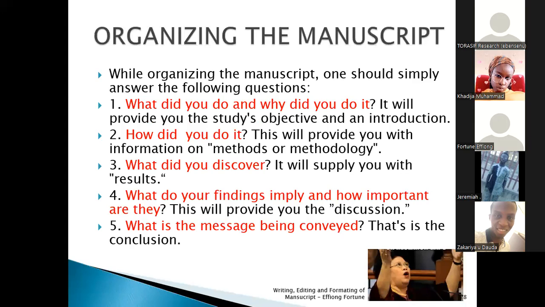Now, how did you do it? Your method. If I want to replicate your study, where will I see the information to do that? I will not see it in the introduction. I will see it in the methods or the methodology section. What did you discover? If I want to know what you found from your research, I would go to the results section of the paper. And then how is this important? I mean, what you have found, how is it important? I would see that in your discussion section. And what is the message being conveyed? I'll see that in your conclusion.